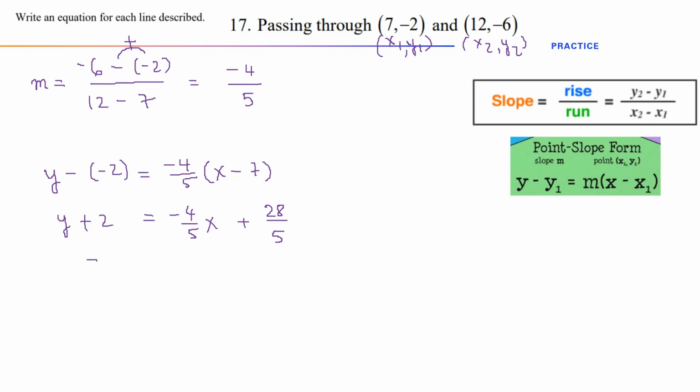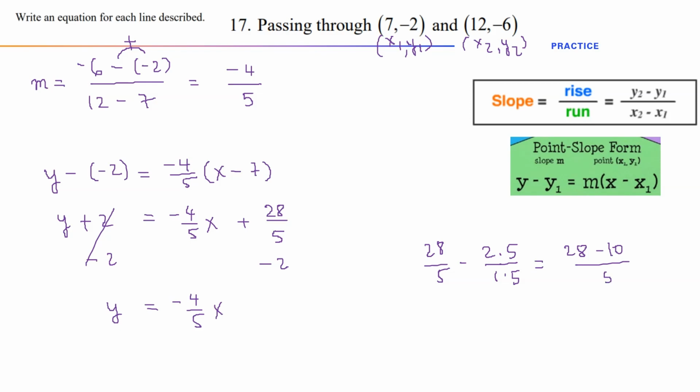Alright, we have minus 2 on both sides. y equals negative 4 over 5x. Now 28 over 5, we minus 2 over 1. The least common denominator is 5, so we multiply 2 over 1 by 5 over 5. So we'll have 28 subtract 10 over 5. That is 18 over 5. So plus 18 over 5.